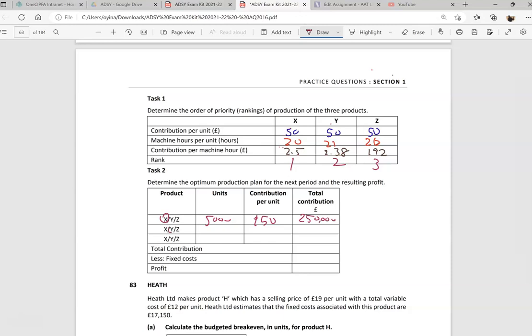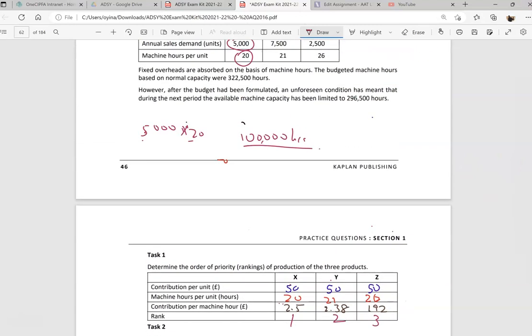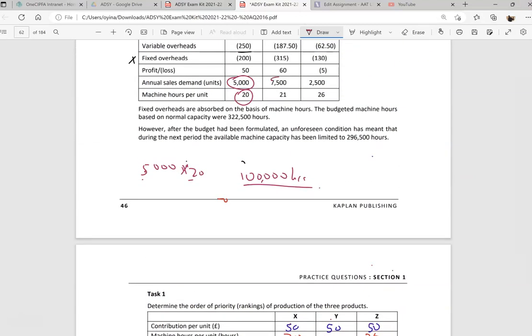Then I'm making Y. How many units of Y am I making? I'm making 7,500 units of Y, and I need 21 hours per unit. So let's do that. 7,500 times 21, and that's 157,500 hours that I'm going to be taking up. So now that's a total so far of 257,500 hours used up so far. So I still have some more time, so I can make all those units.